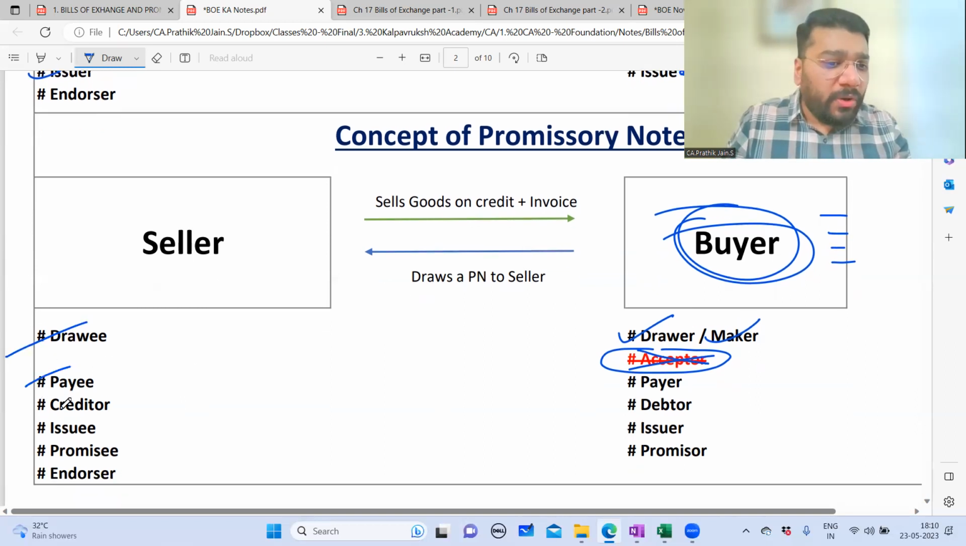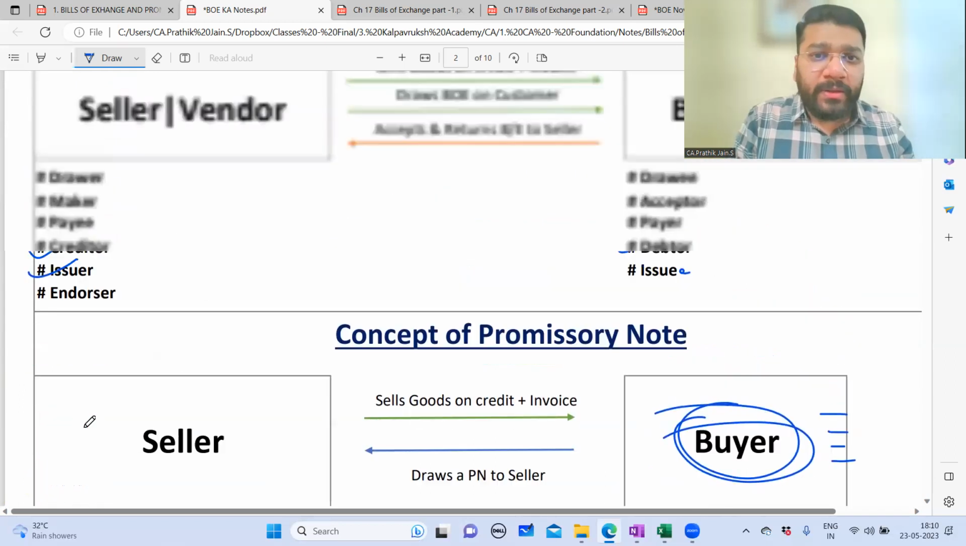Rest, I think these are the terms which all of you must be clear on, right? So let's not get into the detail again. Then what did we learn, guys?